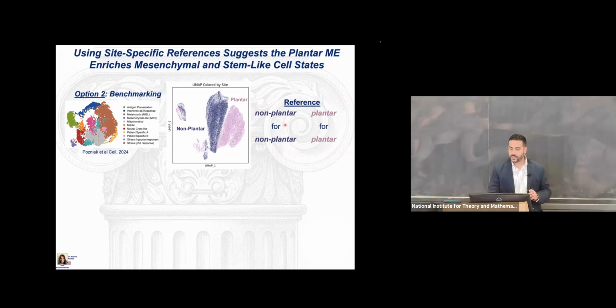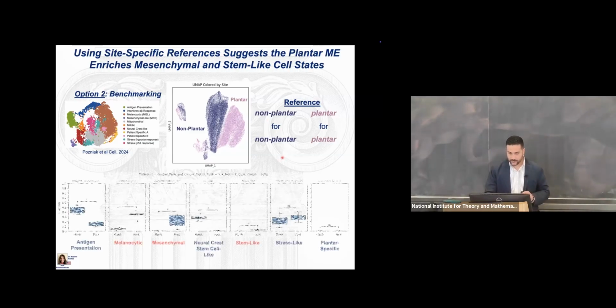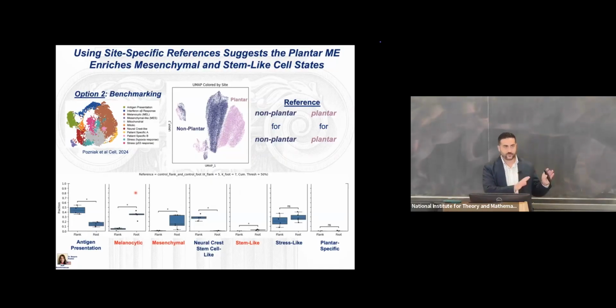Here we are using as reference either the plantar K that was determined when deciding what was the most stable, for the plantar data set, and then the non-plantar K that was determined for the non-plantar data set. And so what we see when using site-specific references is that we do see certain cell states that have been previously reported to be enriched in our plantar skin implanted tumors versus the non-plantar flank. A lot of these cell states have been associated with increased aggressiveness, increased metastatic capacity, reduced sensitivity to immunotherapy. So these are cell states that make sense with the clinical data.